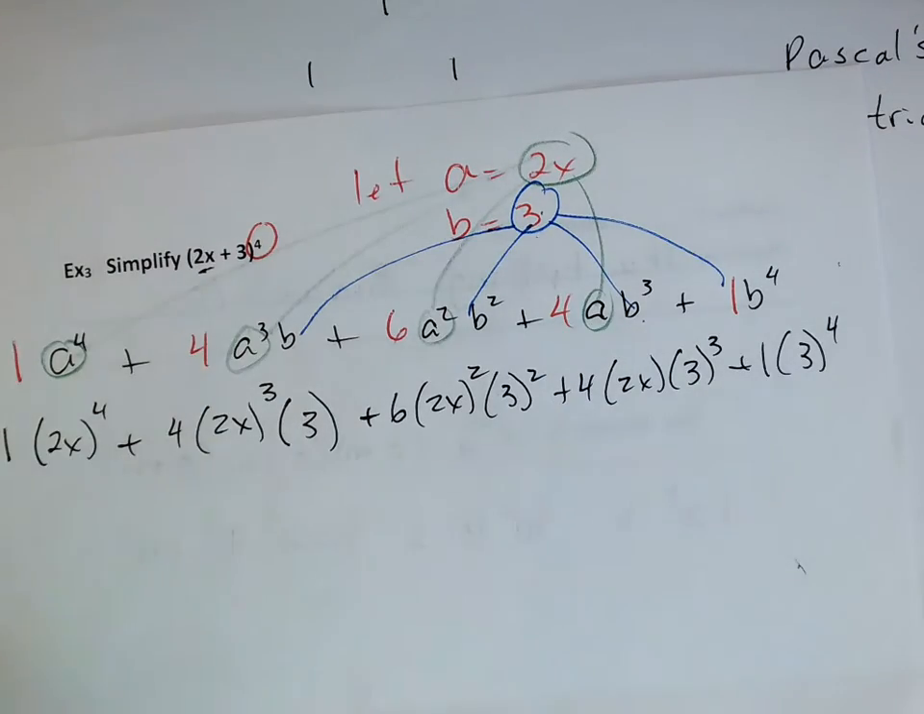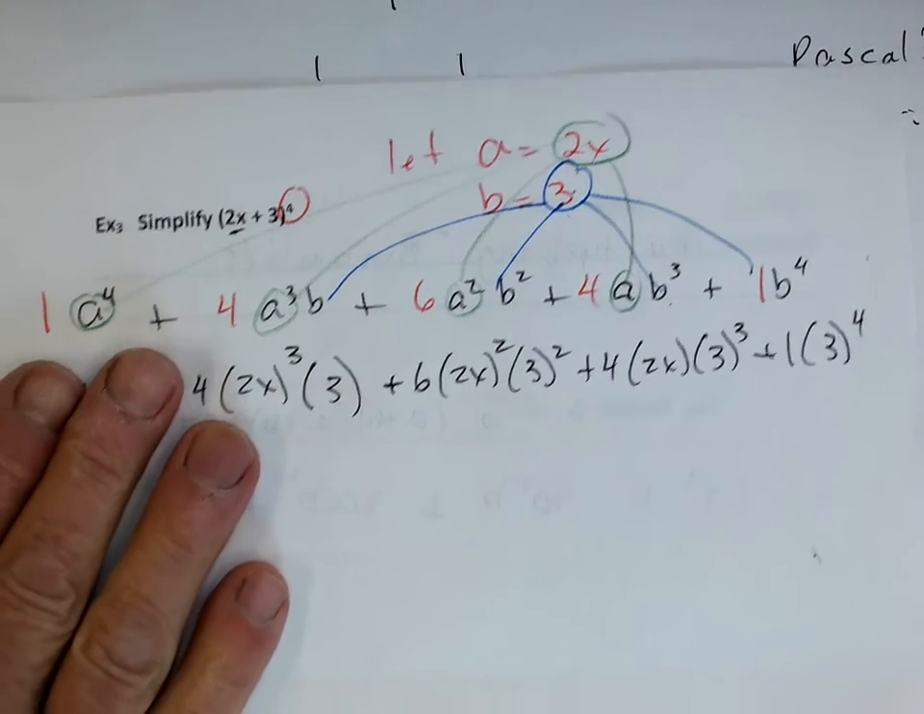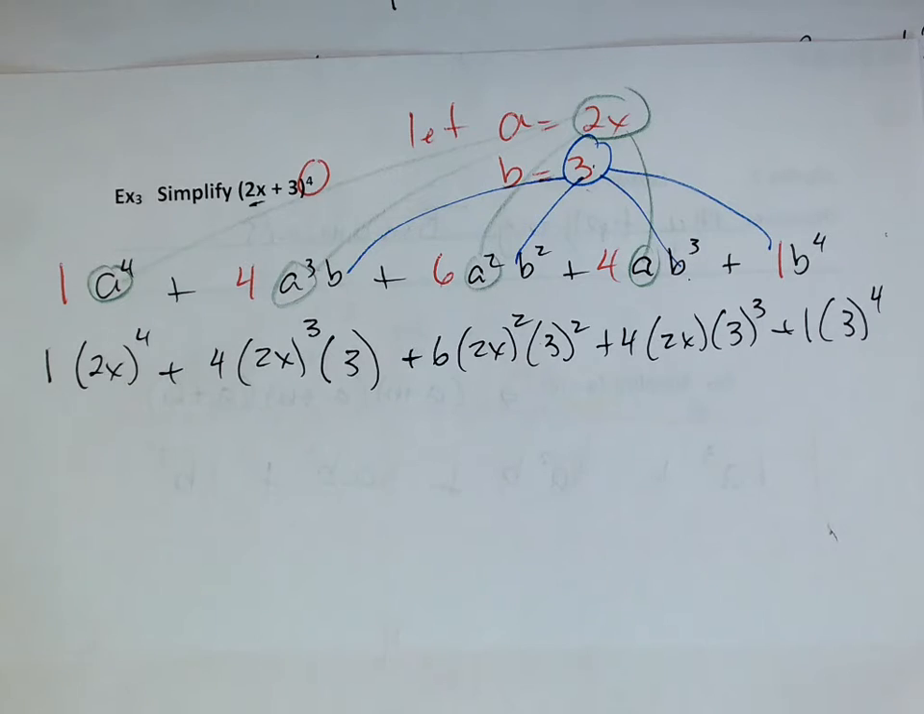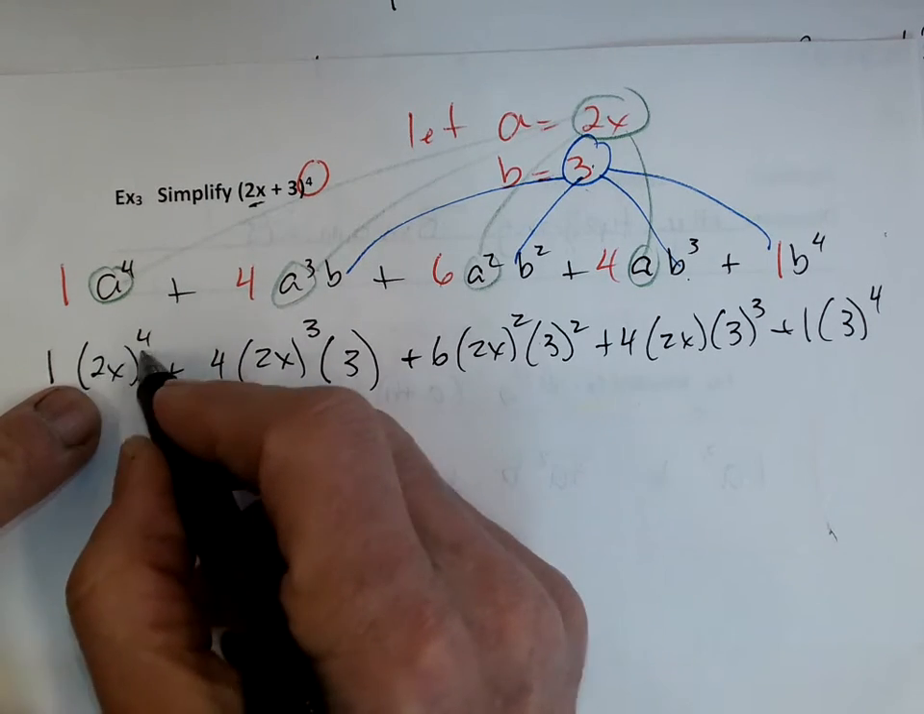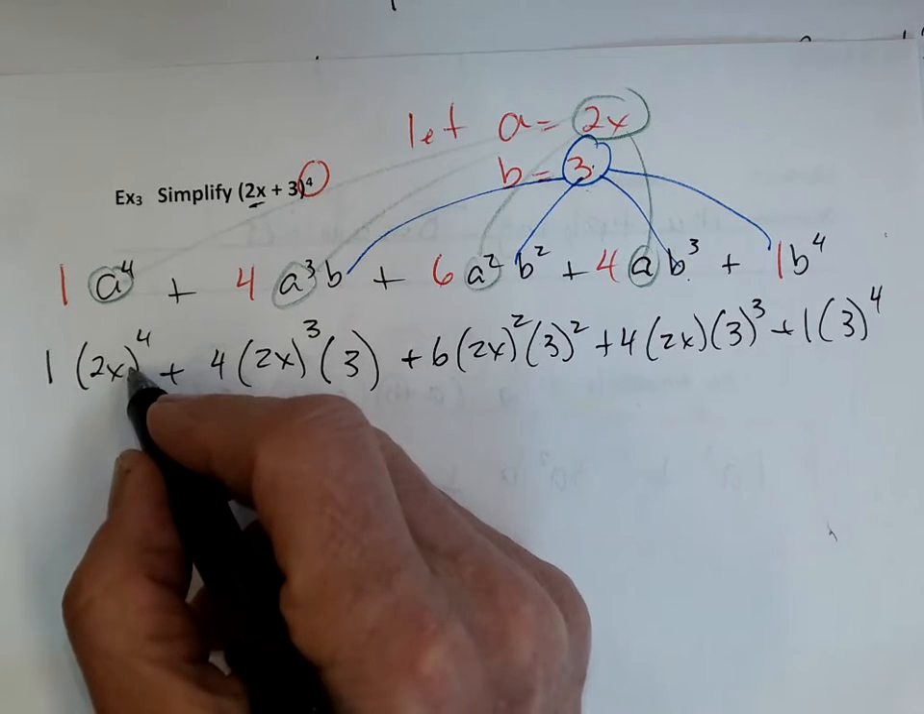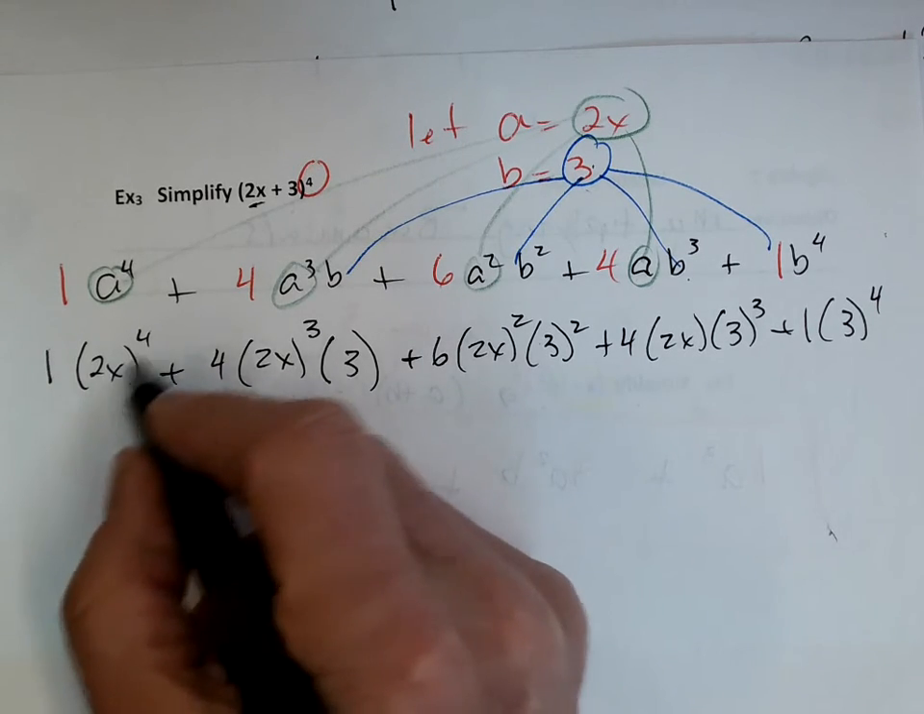Okay, technically I'm done, but it's a mess. Technically that is the answer, but it's a mess. So let's clean this up. All right, 2 to the 4th power. 2 to the 4th power is 2 times 2 times 2 times 2. That's 16. You guys agree with that?